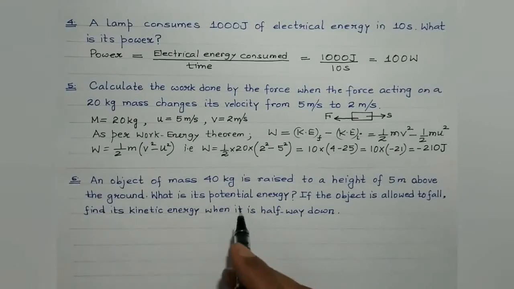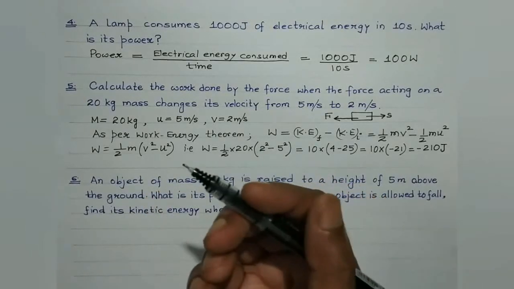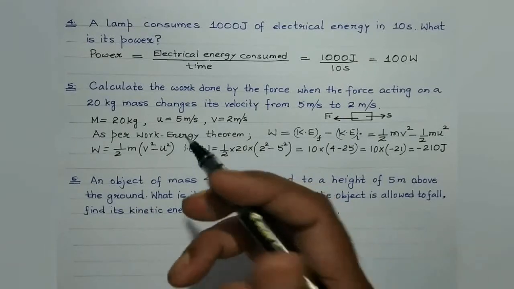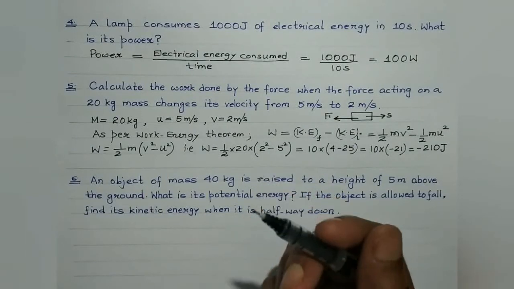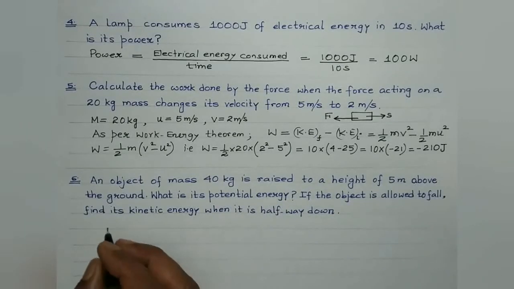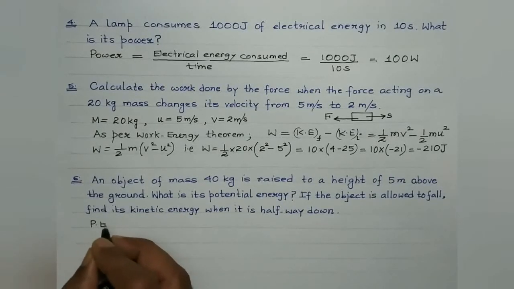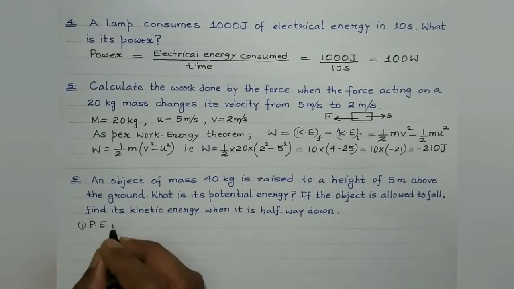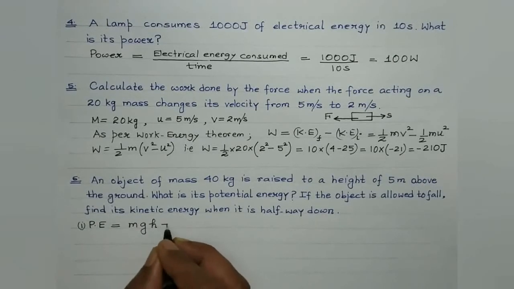Now, potential energy, we are aware, is the energy possessed by a body by virtue of its configuration, by virtue of its position, by virtue of its height, isn't it? So the potential energy of a body of mass m when it is raised through height h is mgh. So it's a simple formula to be used. So for the first part, the potential energy of a body is simply given by mgh.